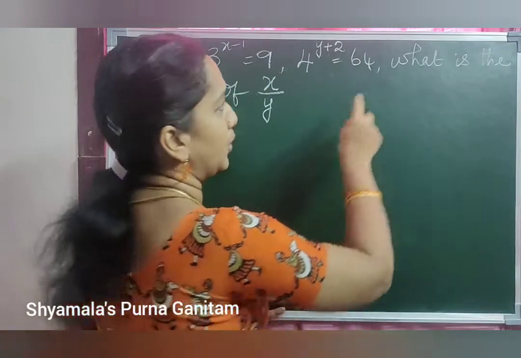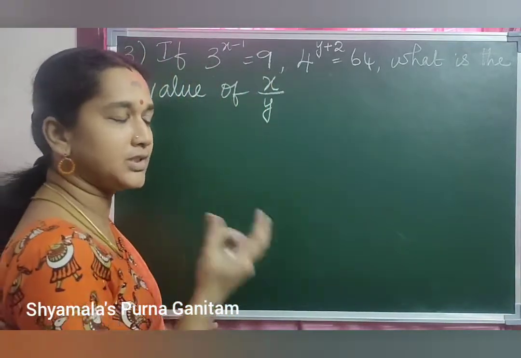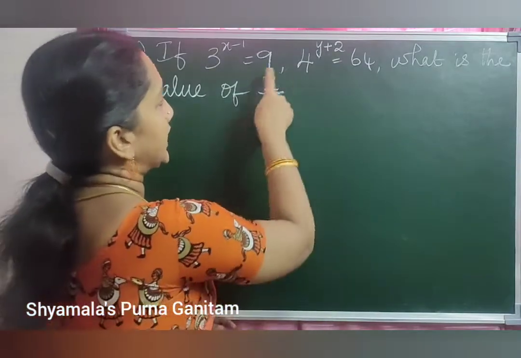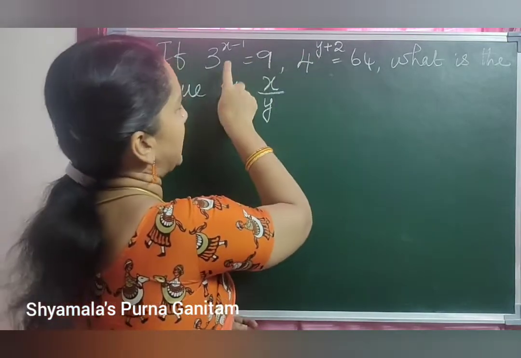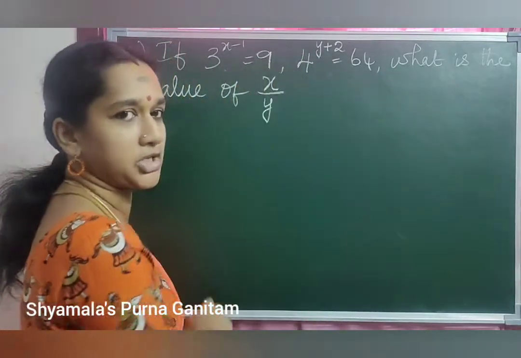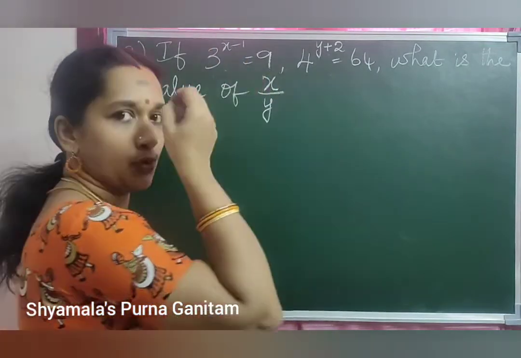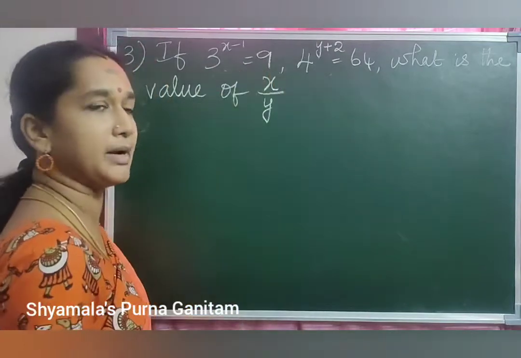equal to 64, what is the value of x by y? So this is somewhat different from the previous sums that I did. Here they are asking you to find the value of x and y separately. So for that two equations are given. From that you have to simplify and find the value of x and y. Then it has to be substituted as x divided by y.